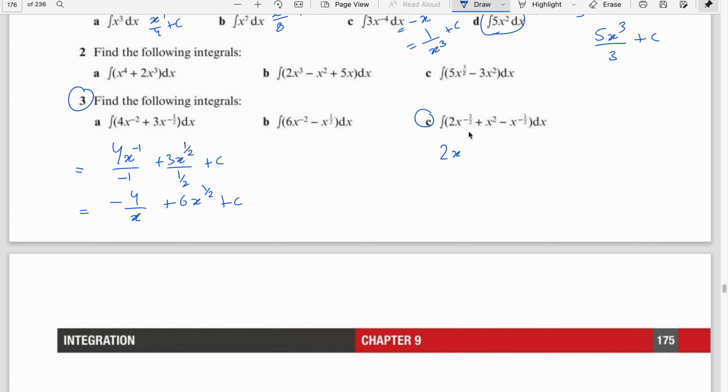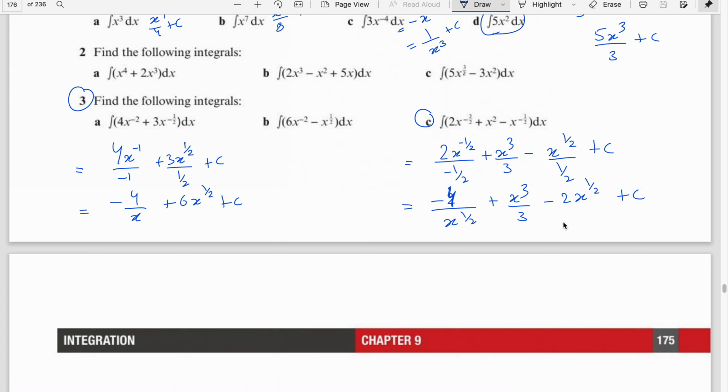2x^(-3/2), when you add 1, is negative 1/2, divided by the new power, plus x^2, add 1, divide by the new power. The power is negative 1/2 already, so when you add 1, this is positive 1/2, divide by the new power and plus c. Simplification: negative 2 times is 4 over x raised to power 1/2, because the power was negative, plus x cube over 3. This is minus 2x raised to the power 1/2 plus c.